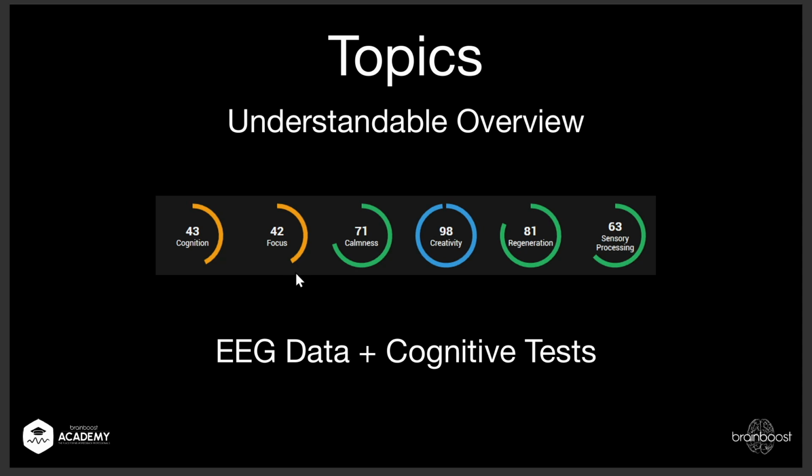For example, if we take a look at focus, I think everybody understands, hey, your focus is in a yellow area. It goes up to 100 points. The more points you get, the better. So if you are in the 42 area, this means for focus there can still be a lot of things we can do and train. The focus category consists of EEG data. For example, we check your theta activity, theta beta ratio, but also cognitive tests. I will come to that part in a second.